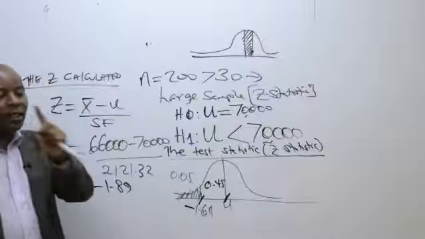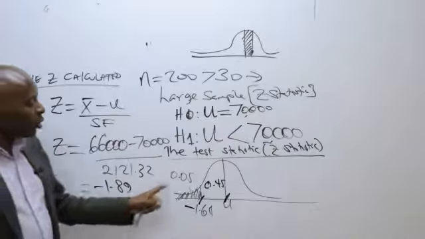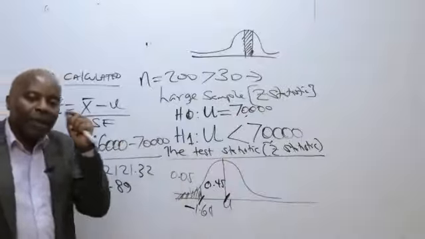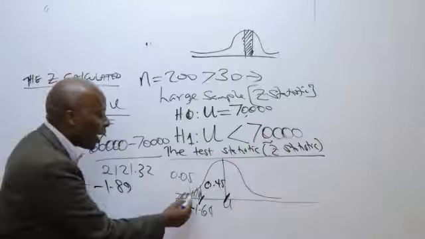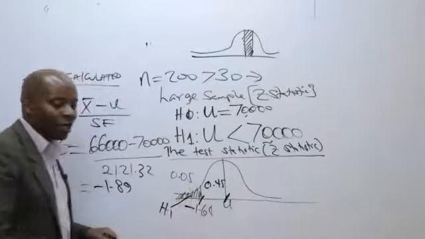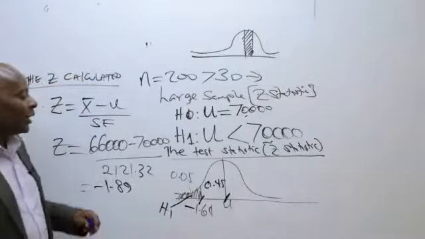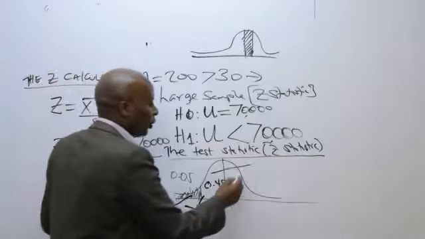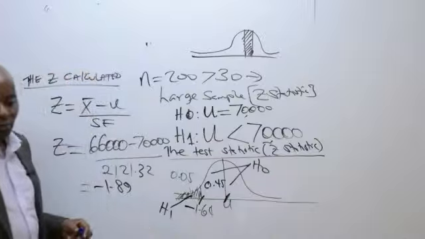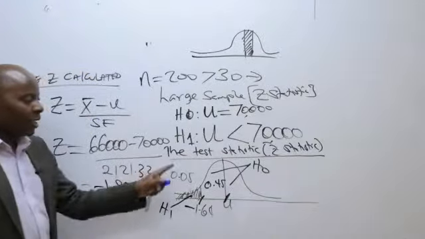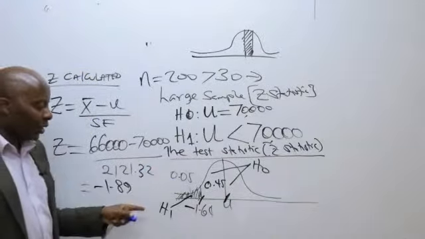There is one thing that I forgot to tell you. Once you have these shadings, remember that the shaded area is an area of H1. This shaded area is an area of H1. And then the unshaded area, all these two areas are areas of H0. Unshaded area is H0, and the shaded area is H1.